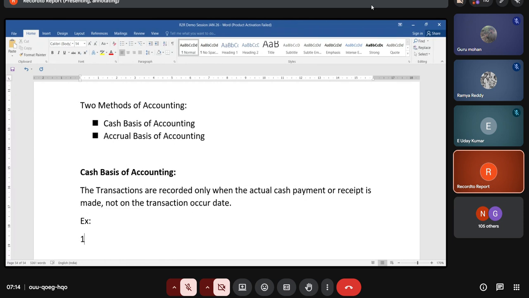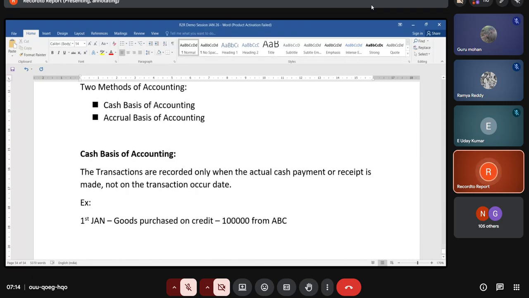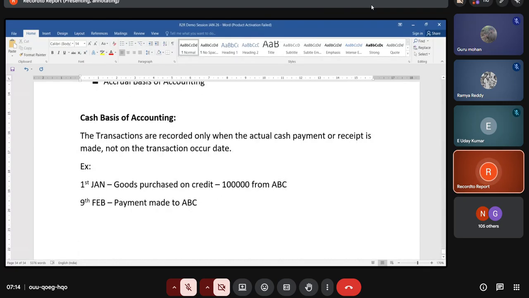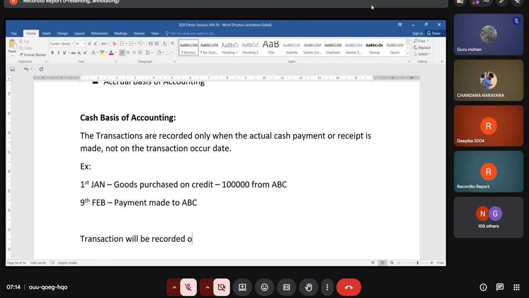On 1st January, goods were purchased on credit for 1 lakh from ABC. On 9th February, payment was made to ABC. So according to the definition, when do we need to record the transaction? The transaction will be recorded on 9th February.